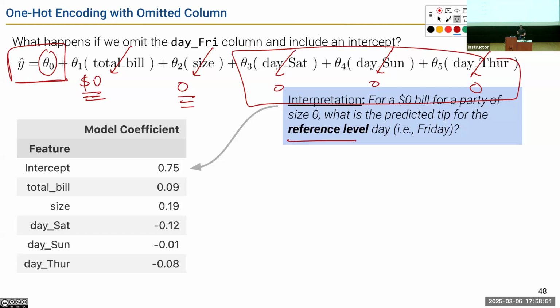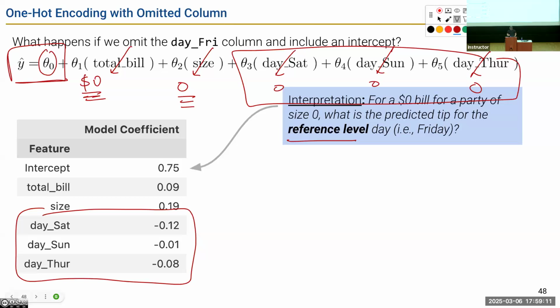Your intercept now represents predictions when your categorical variables are at their reference levels. You might be saying, well, this is exactly the same interpretation as before. Like, why is this any better? The real benefit comes in these other coefficients. How do we now interpret these other coefficients?